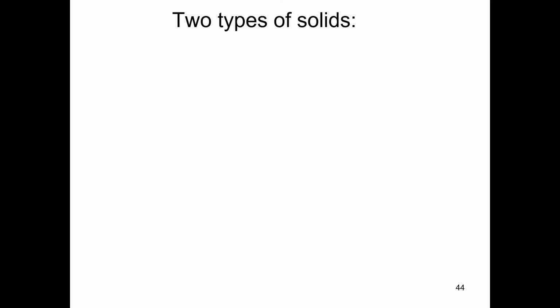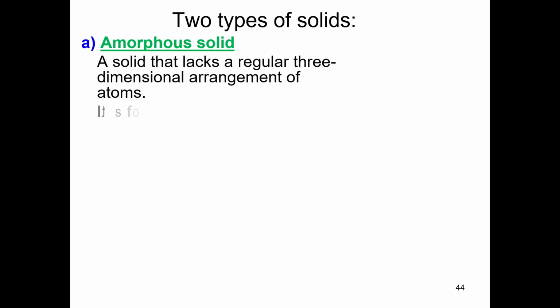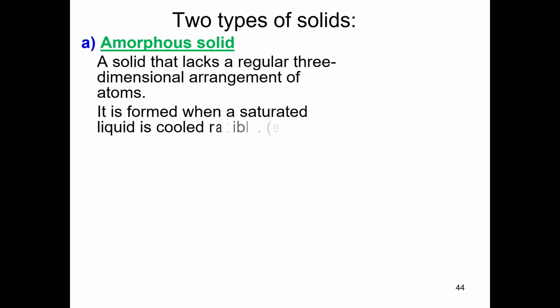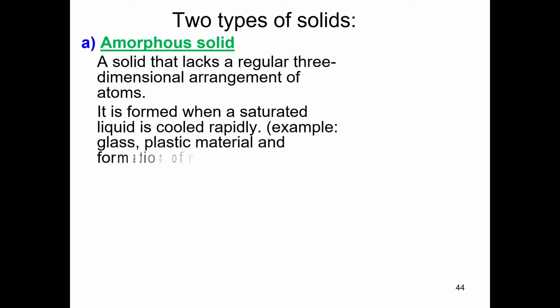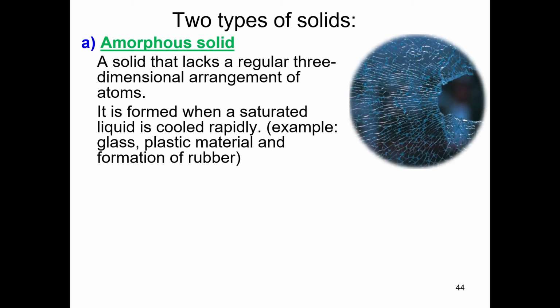Next, we are going to discuss jenis-jenis solid, two types of solid. We have amorphous solid. Amorphous solid is a solid that lacks a regular 3D arrangement of atoms, and it is formed when a saturated liquid is cooled rapidly. Examples are glass, plastic material, and rubber. Dia akan disejukkan dengan kadar yang sangat pantas, dia akan menghasilkan amorphous solid.